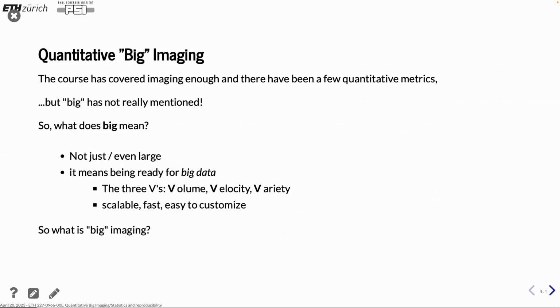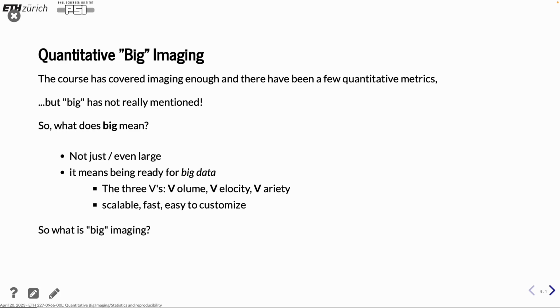So this course is about quantitative big imaging, and until now we have talked about imaging, we have talked about quantification in different ways, but until now we haven't talked about big. So it's not only that it's a lot of data. Some people say that big data means that if it fits in a server rack, then it's not big. And others think, okay, I have 1,000 images, that's big. So it's always subjective who decides what big is.